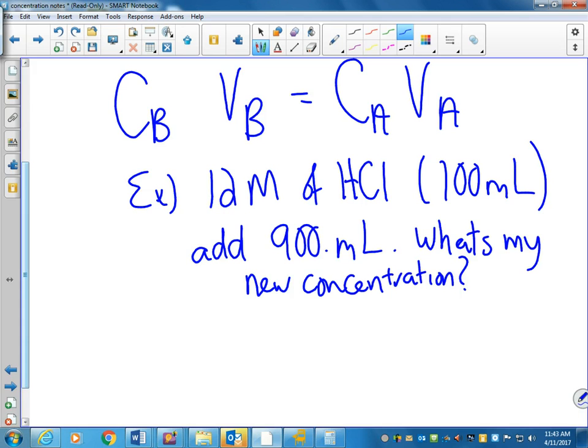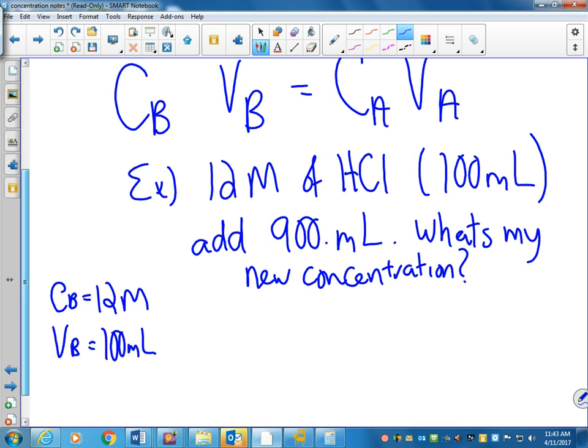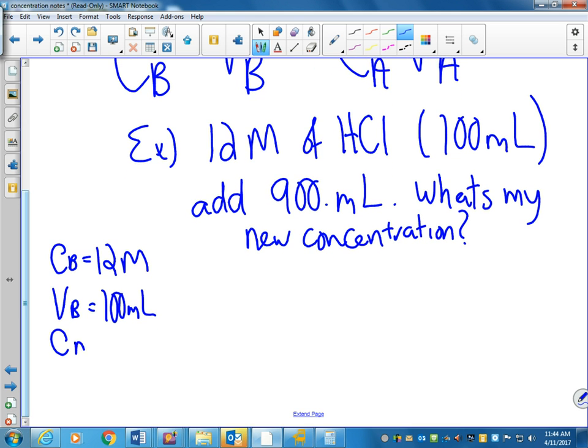So we have 12 molar solution. What would that be? CB or CA? Is your concentration before. So I'm going to say my CB equals 12 molars. What else do we know? Do we know our volume before? We have 100 milliliters. Do we know our concentration after? No, but that's what we're trying to find out, right? So Ca, I can put, and then volume after is equal to?